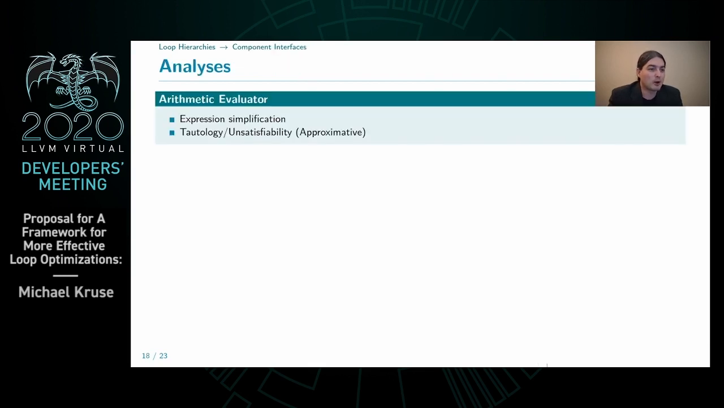We have some components that might get different implementations depending on how thorough we want our analysis to be. The first component is the expression evaluator.